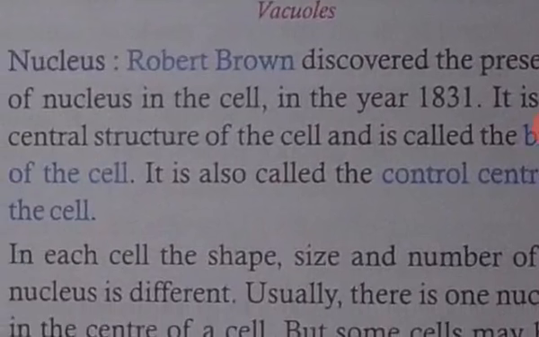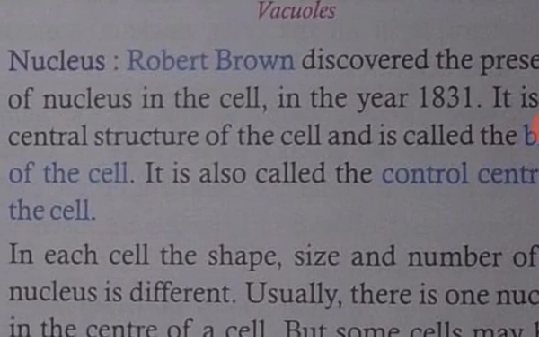Nucleus. It was discovered by Robert Brown, and it is a dense spherical or oval structure embedded in the cytoplasm. It is the most important part of the cell. It is also called the controlling center of the cell. The nucleus is covered by a nuclear envelope in which the nucleoplasm is present, which is a ground substance. The nuclear envelope has many pores called nuclear pores. They maintain the continuity between the nucleoplasm and the cytoplasm.